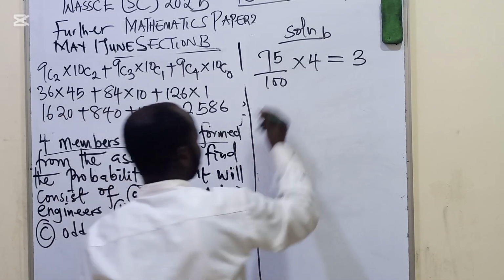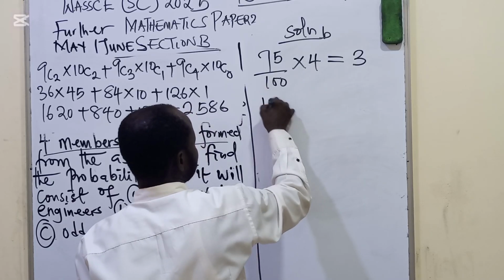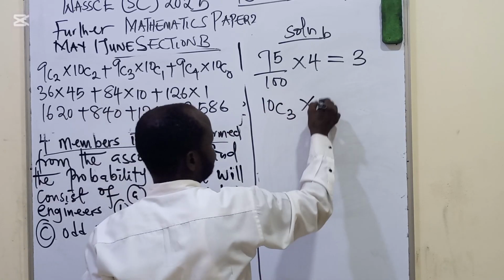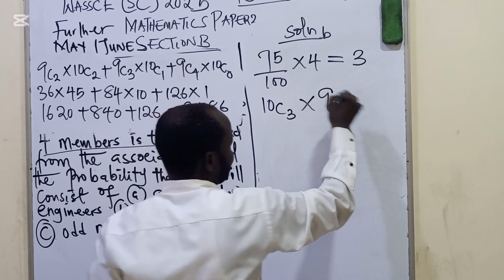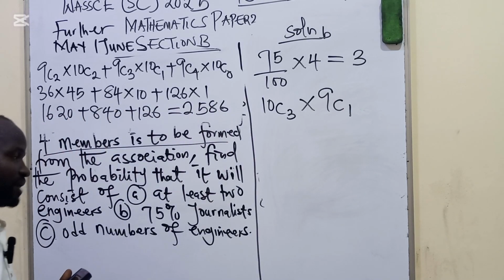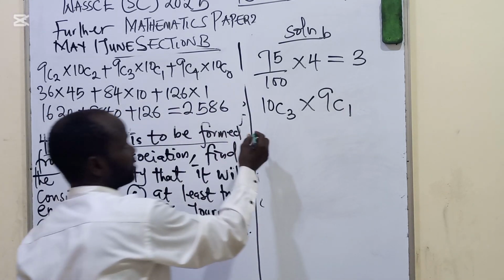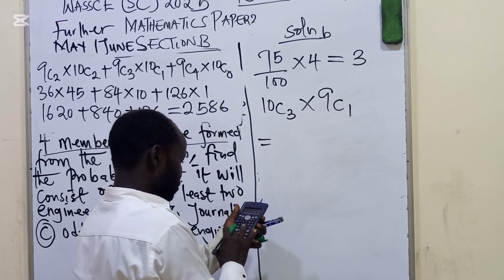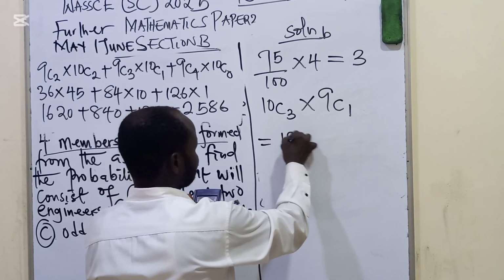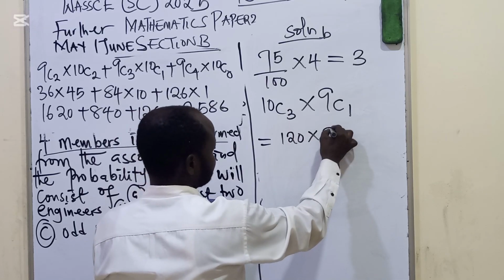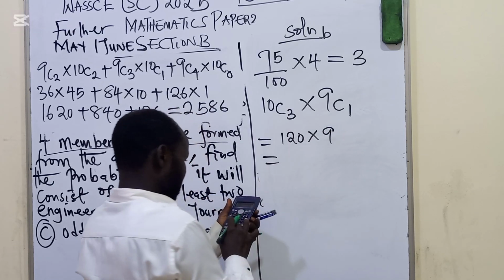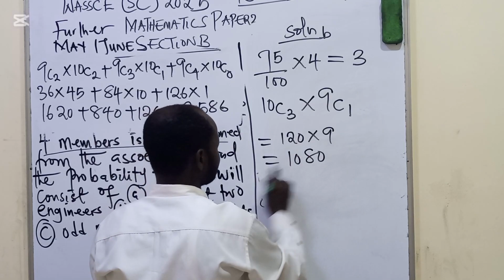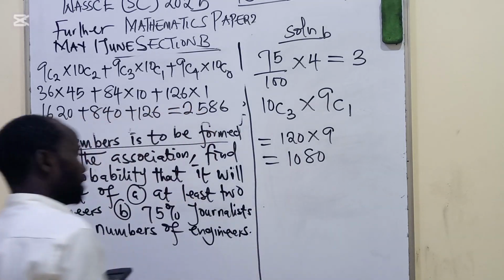So the possible ways now will be 10 combination 3, that's 3 out of 10 journalists multiplied by 1 out of 9 engineers. What do we have? 10 combination 3, that will be 120 times 9 combination 1 is 9. Let's multiply. Times 9, that will be 1080. So this will be the required possible outcome.